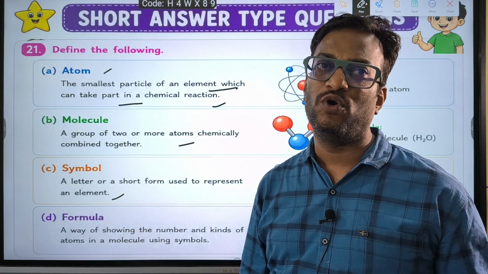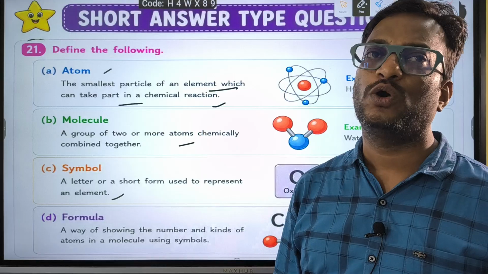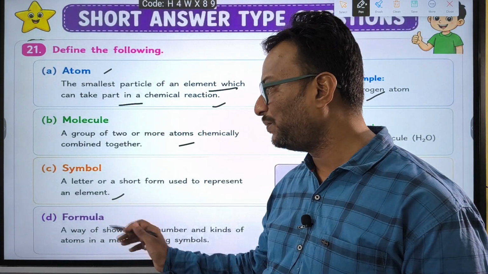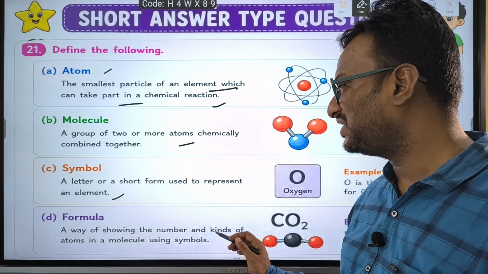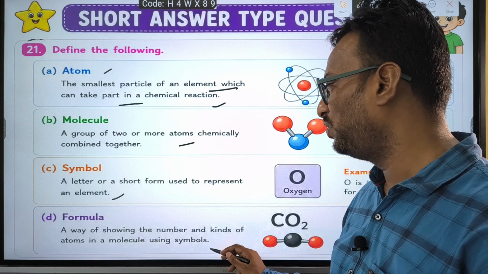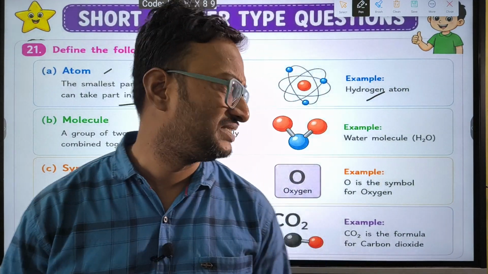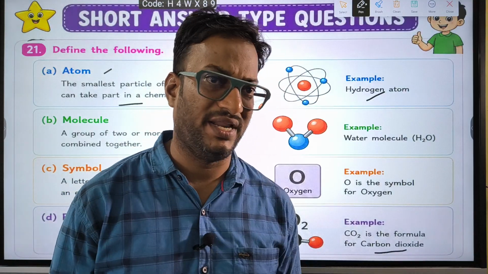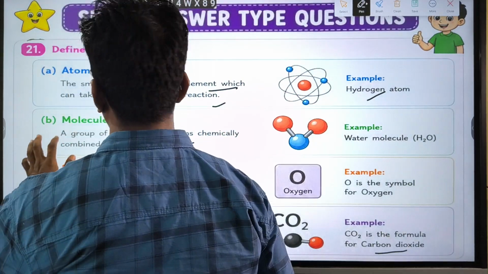Symbol: a letter or short form used to represent an element. Example, oxygen O, sulfur S, chlorine Cl. So it is the symbol. Formula: a way of showing the number and kind of atoms in a molecule using symbols. CO2 is the formula of carbon dioxide.